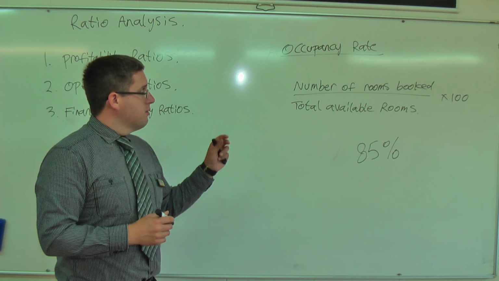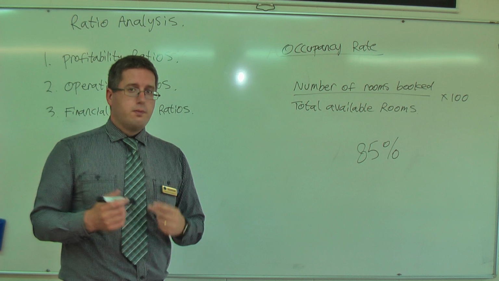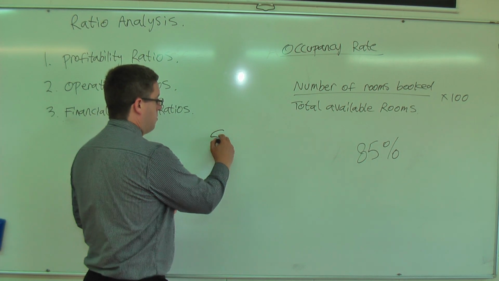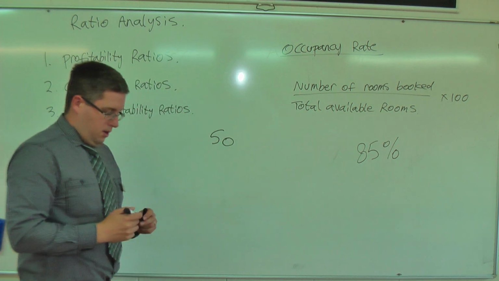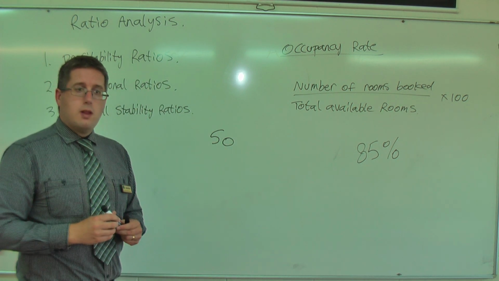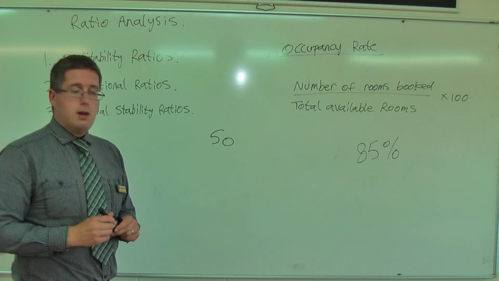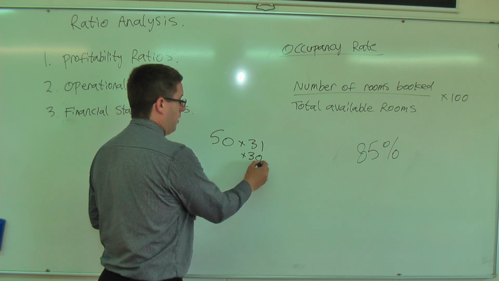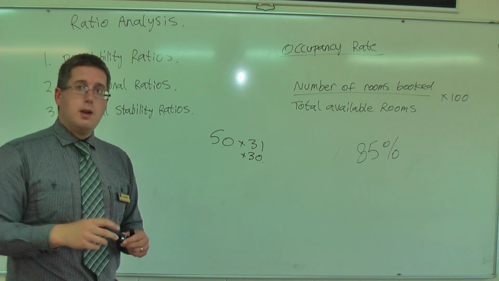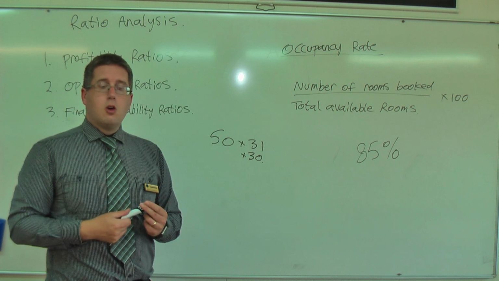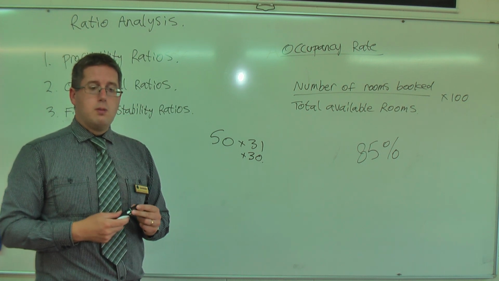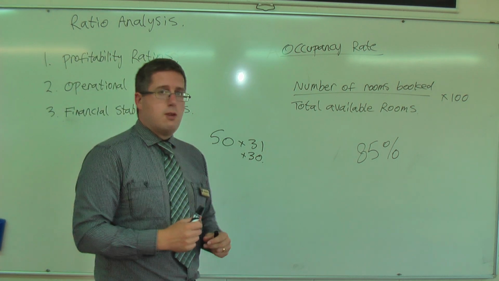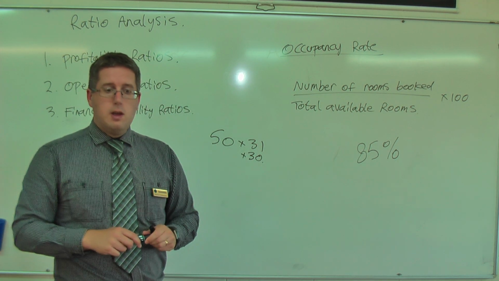Now if you get figures, say for example, for a month, and it says, okay, they had 50 rooms, you're going to need to times it by the number of days that is in that month. So maybe there's 31 days in that month, or maybe 30 days. You need to multiply it and find out, well, how many total rooms could have been sold during that month. So do multiply it by the number of days. Right, so occupancy rate, it's a percentage, the higher the better.